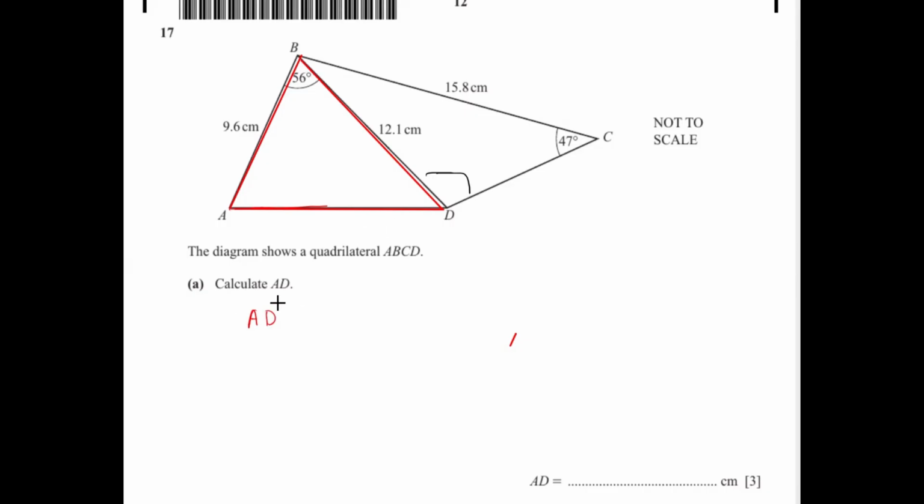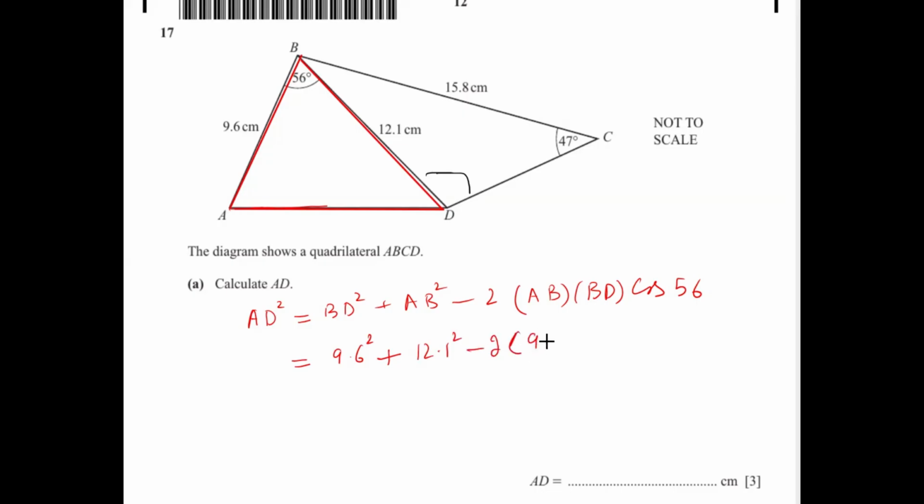According to the cosine formula, we can write AD squared equals BD squared plus AB squared minus 2 times the product of the two given sides AB and BD and the cosine of the angle between them. This is cos 56. And we will substitute the values here. This is 9.6 squared. AB is 12.1 squared minus 2 times AB, here is 9.6, BD is 12.1, cos 56. Now we will calculate this value.